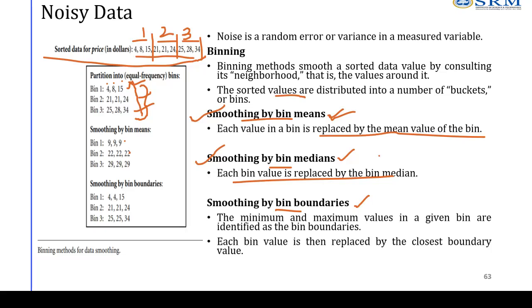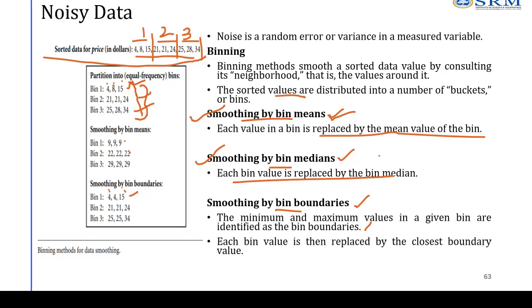Then smoothing by bin boundaries: the maximum and the minimum values in a given bin are identified. Take bin 1: the minimum value is 4 and the maximum is 15. Each bin value will be checked against the closest boundary value. So 4 is the minimum value and 15 is the maximum value here. Now only 8 is left. Is 8 closest to 4 or to 15? 8 is closest to 4.